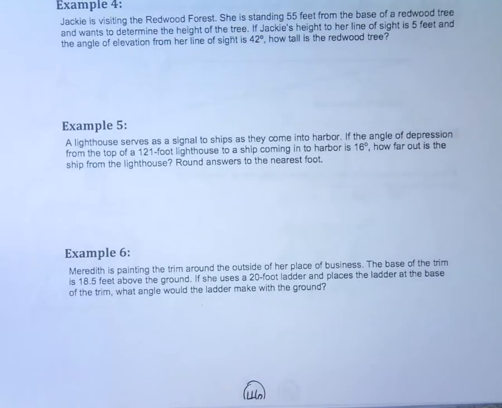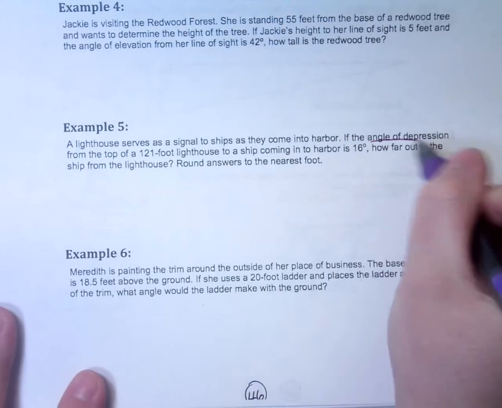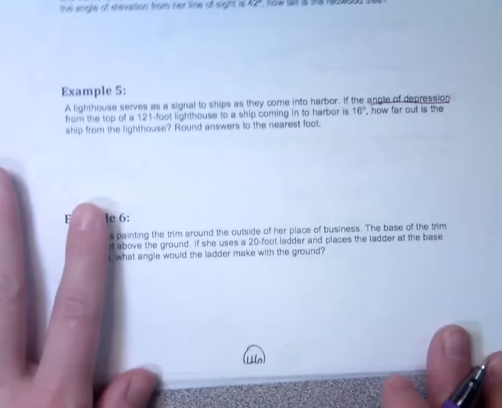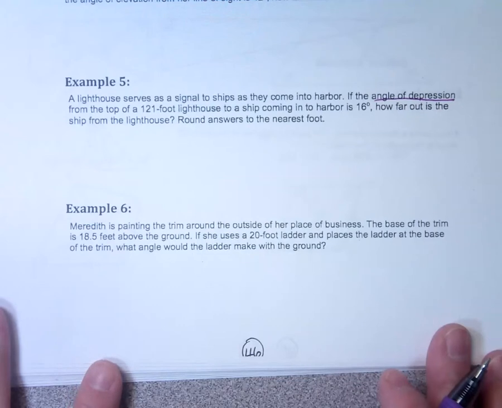Okay, so number 5. It says we have a lighthouse. It serves as a signal to ships as they come into harbor. It says if the angle of depression from the top of a 121-foot lighthouse to a ship coming into harbor is 16 degrees, how far out is the ship from the lighthouse? So I know it's a lot of information. When I read things like this, I tend to have to read them several times.